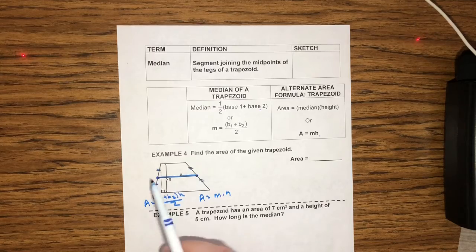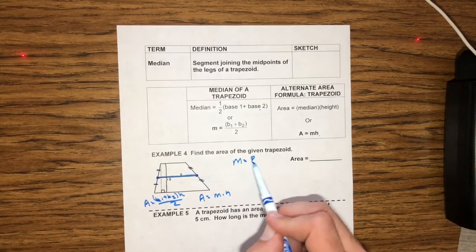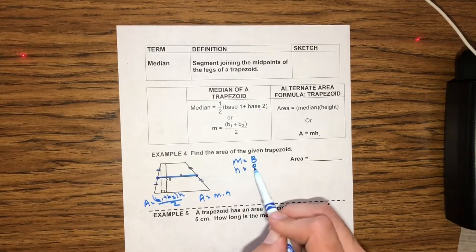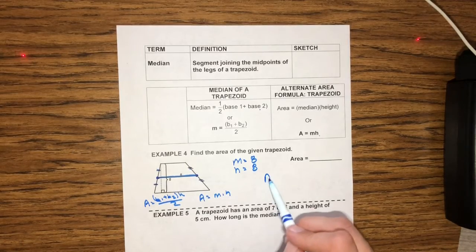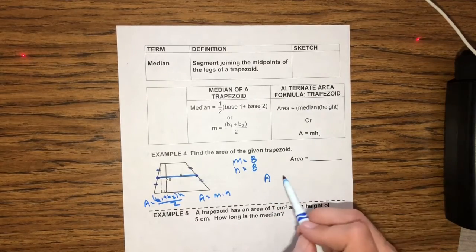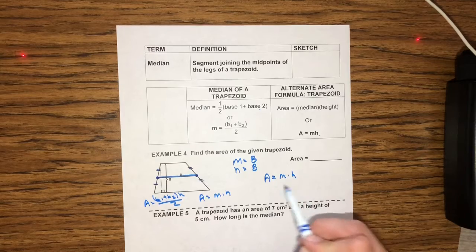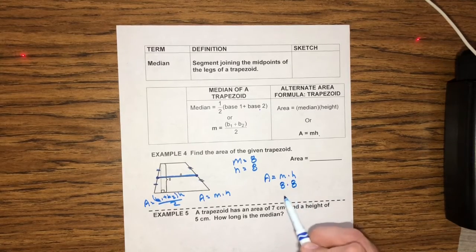So here on example 4, I do have the median. It's 8. And I do have the height. It's 8. Area, if I have the median and the height, is median times height. 8 times 8, which is 64.